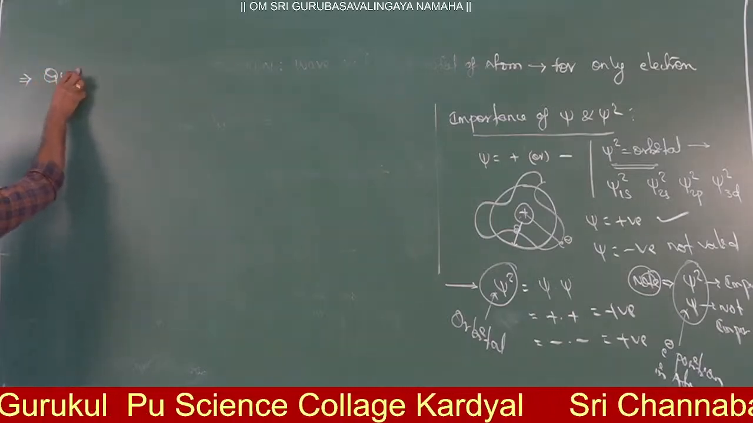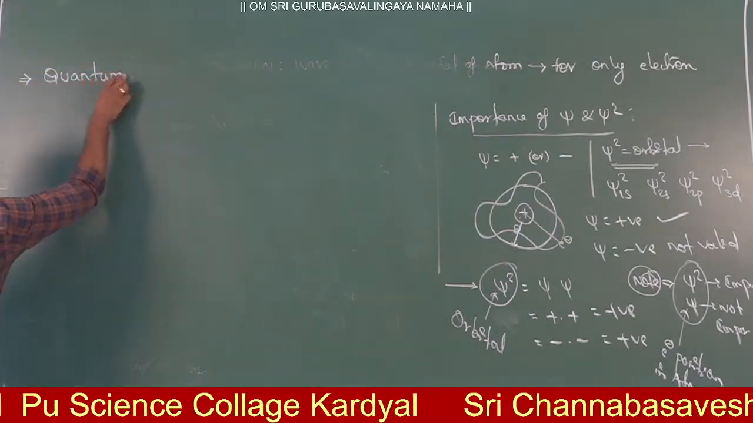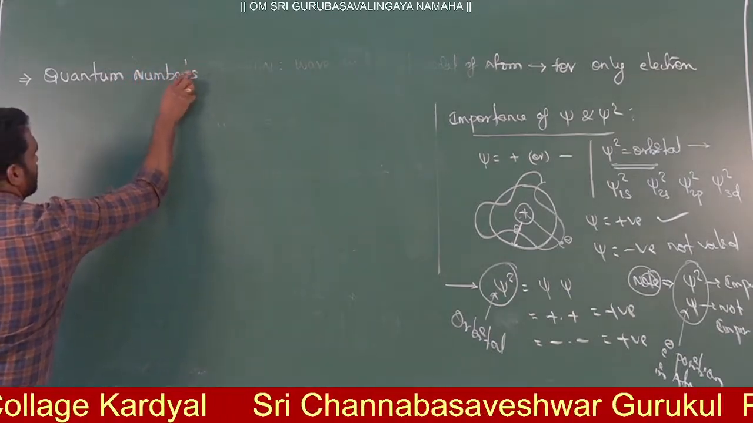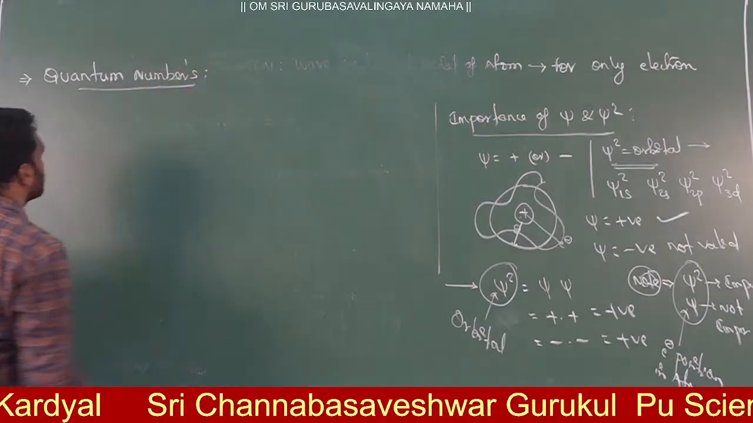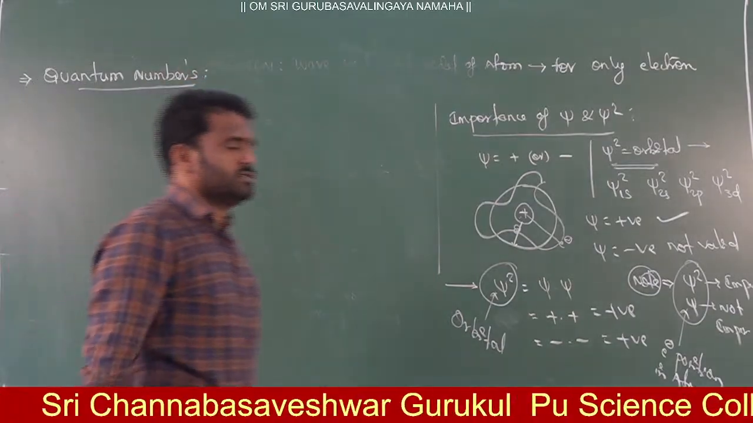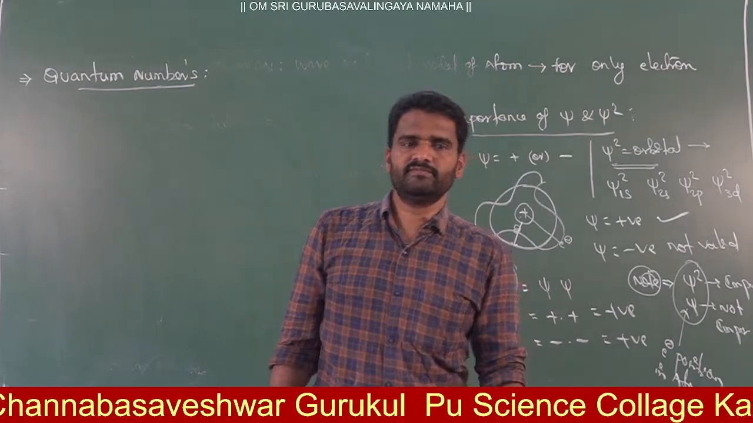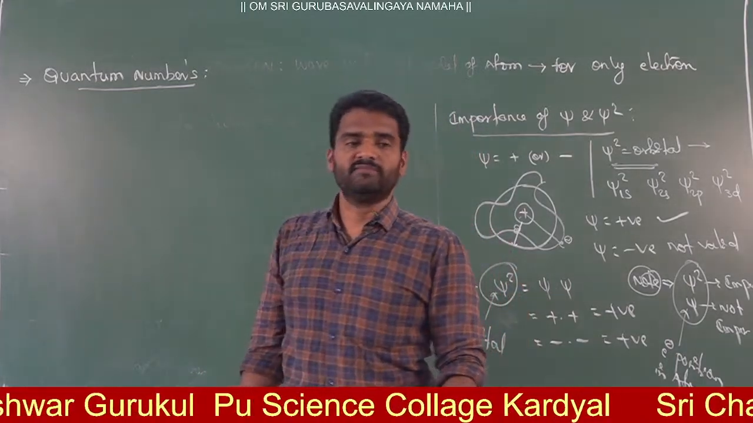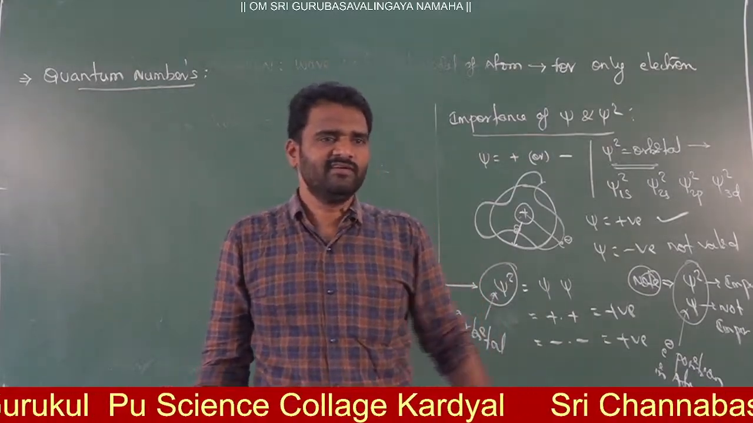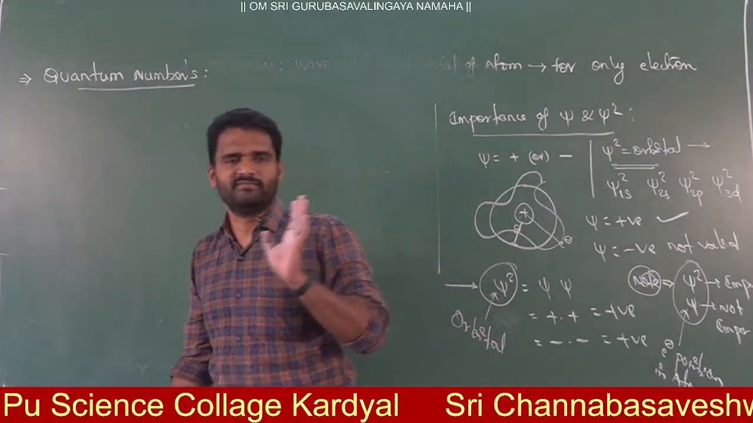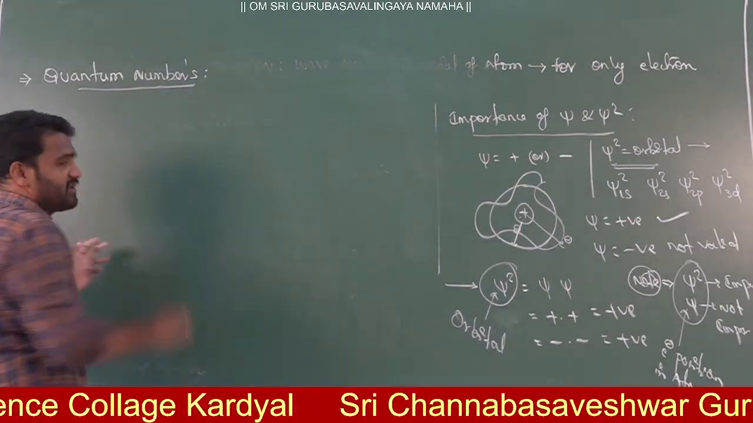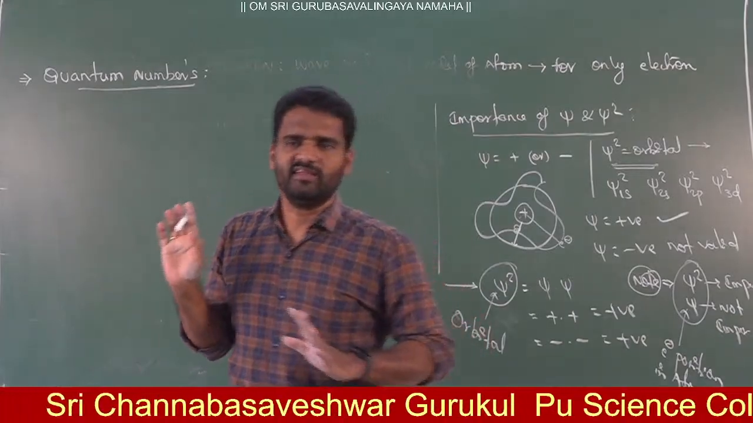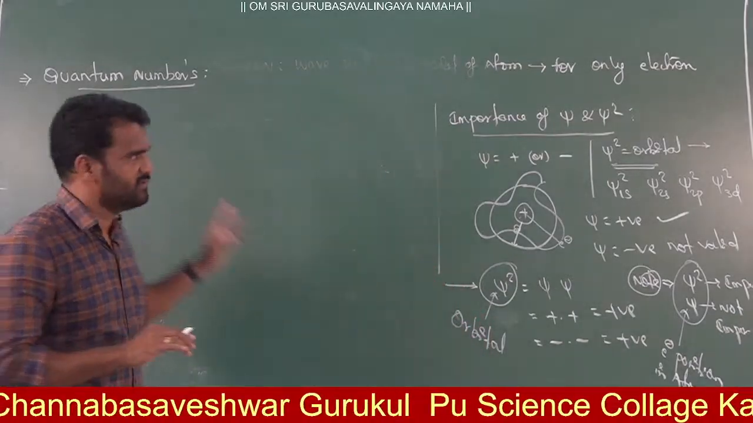quantum numbers. So what are quantum numbers? Quantum numbers are very, very important to know the address of the electron in the atom. Very simple: quantum numbers give the address of the electron. Finally, how they give the address of the electron in the atom, we will discuss.